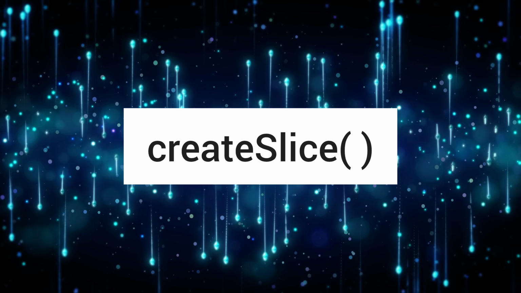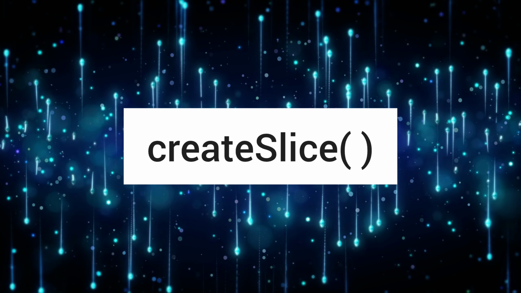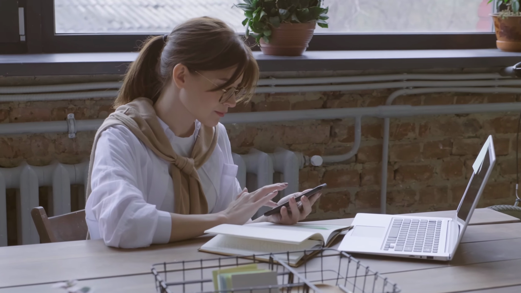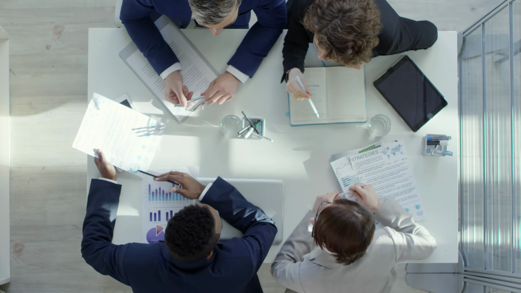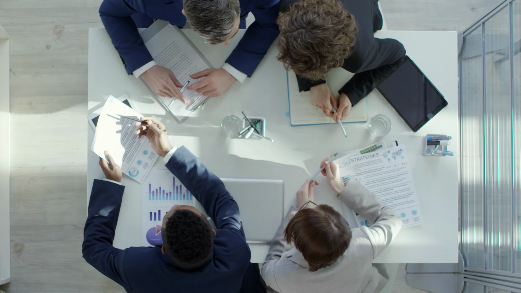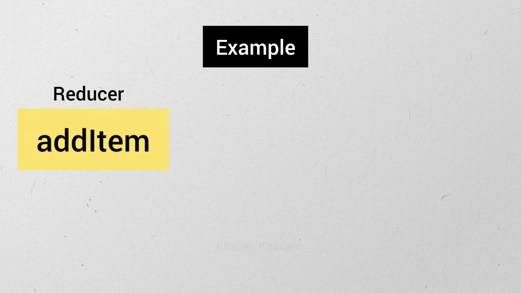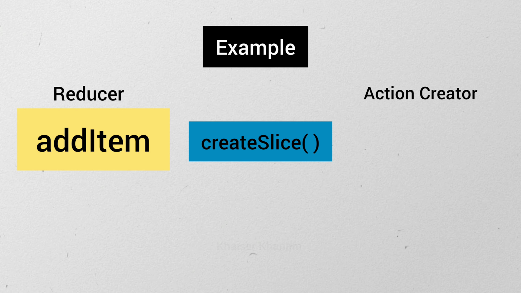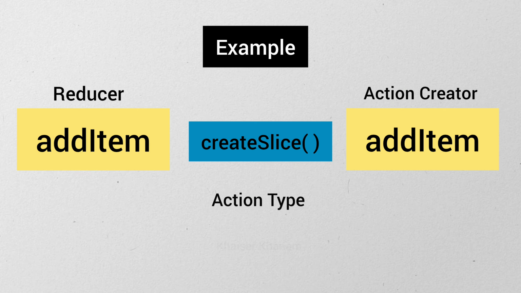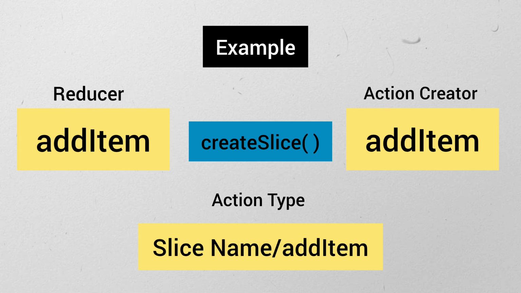So, using this createSlice function, we are having four big benefits. First is generating automatic action types and action creators. Instead of manually defining action types and action creators, createSlice generates them based on the reducer name we define. For example, if we create a reducer function called addItem, createSlice will automatically generate an action creator called addItem and an action type slice name slash addItem.